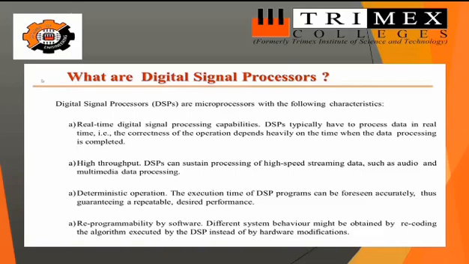B. High throughput. DSP can sustain processing of high-speed streaming data, such as audio and multimedia data processing. C. Deterministic operation. The execution of DSP programs can be foreseen accurately, thus guaranteeing a repeatable, desired performance. And last, reprogrammability by software. Different system behavior might be obtained by recoding the algorithm executed by the DSP instead of by hardware modification.